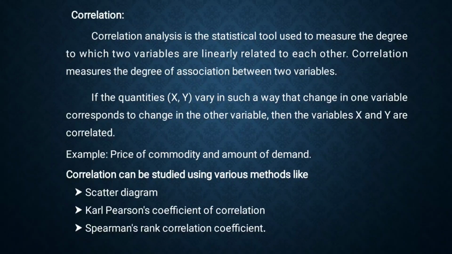If the quantities x, y vary in such a way that change in one variable corresponds to the change in the other variable, then the variables x and y are correlated. Example, price of commodity and the amount of demand.